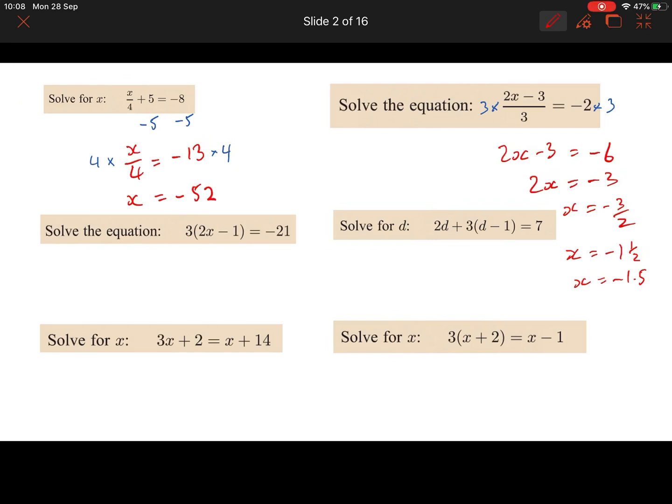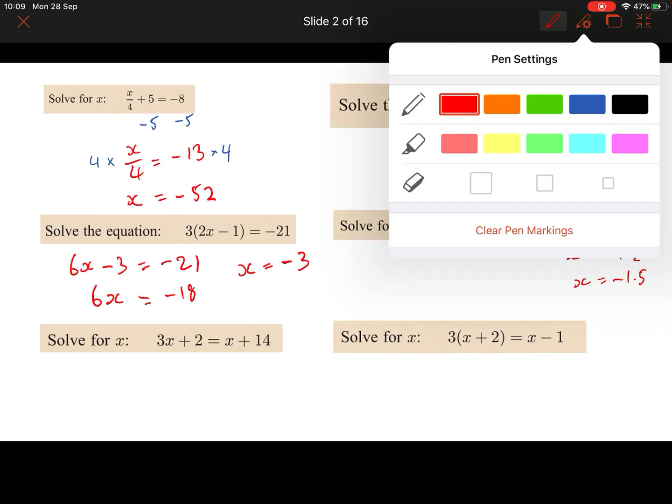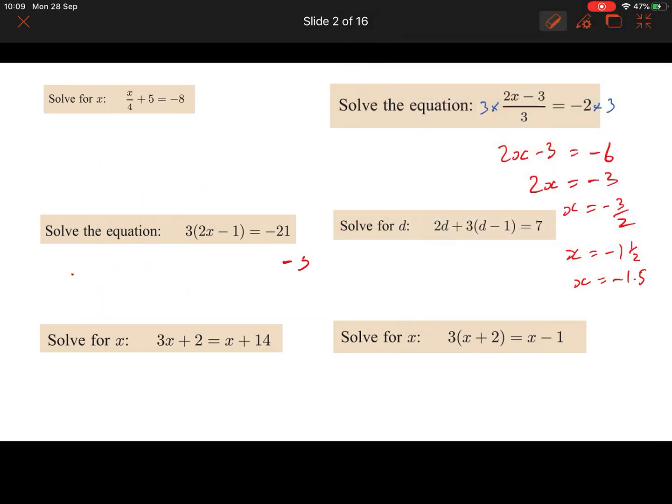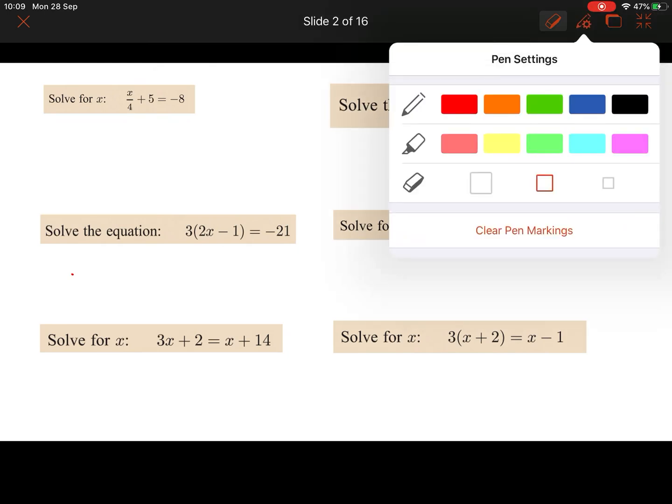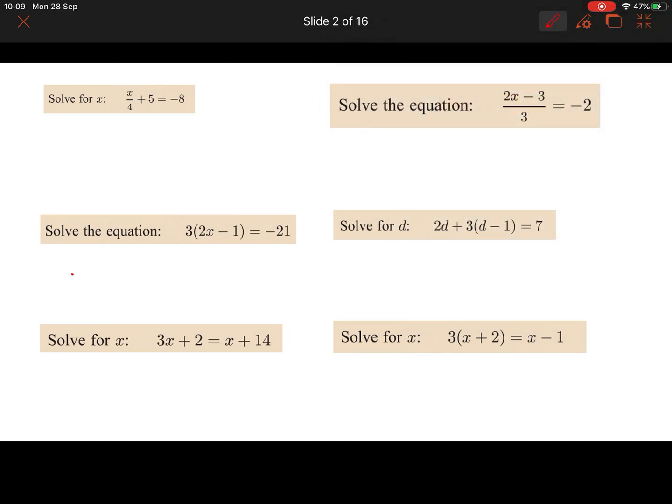Okay. Third one with the bracket. That's easy. Just expand out the brackets first. 6x minus 3 is equal to minus 21. Now it's super simple. 6x equals, add 3 to both sides, minus 18. So then x equals negative 3. Okay. Just delete some of these, get some space.